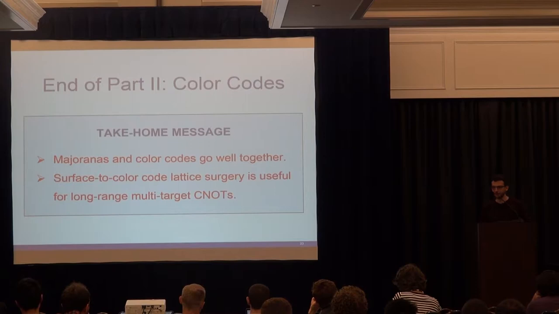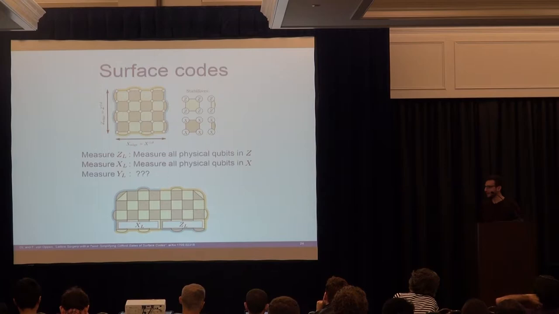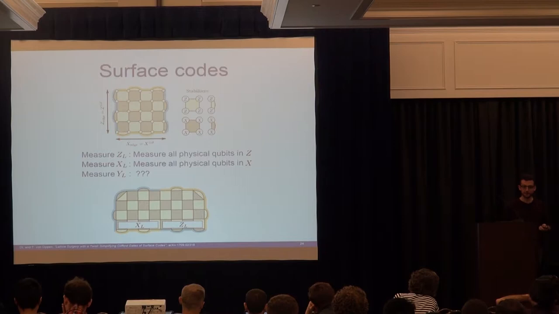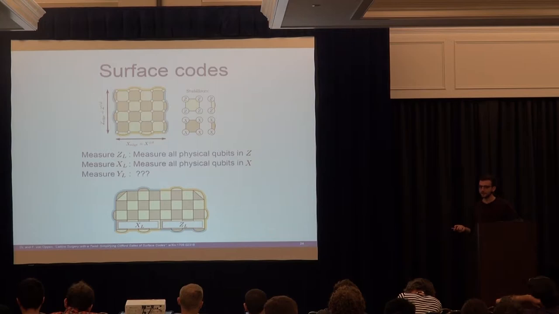So now you might say, well, that's nice, but color codes are difficult to implement with architectures where you would like to keep the stabilizers small, like for superconducting qubits. So can we do the same thing with surface code qubits instead? And the answer is yes, but it's a bit more tricky, because in contrast to color code qubits, surface code qubits don't have transversal Clifford gates. So you can measure them in the logical Z basis by measuring all physical qubits in Z, and in the logical X basis by measuring all physical qubits in X. But measuring in Y, well, that's a bit more tricky.